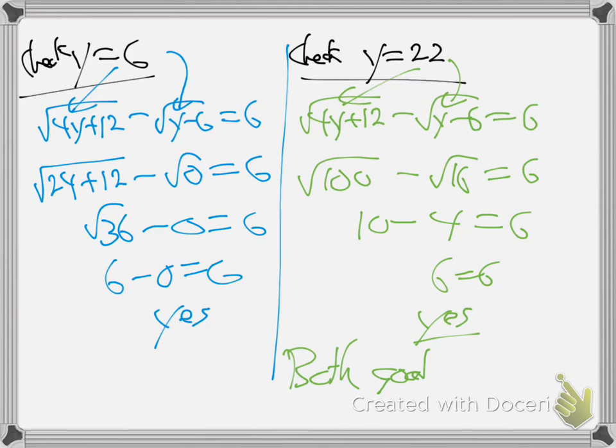So both are good. 6 and 22. There we go. That problem took a whole page. Yeah, sure. Took me 3 screens. So that won't come to the casual, will it?